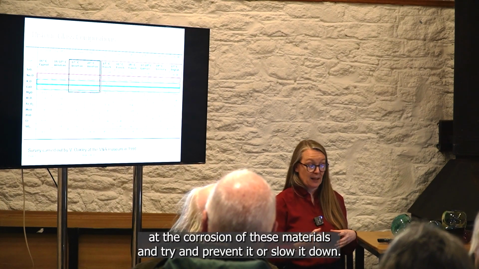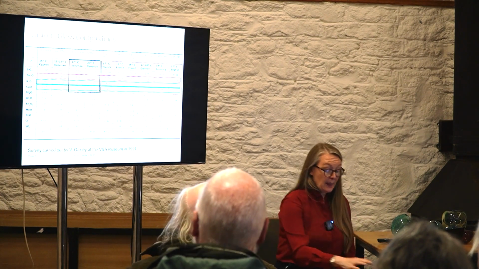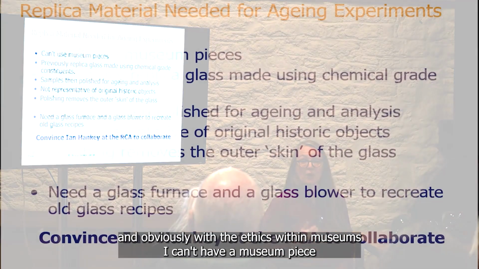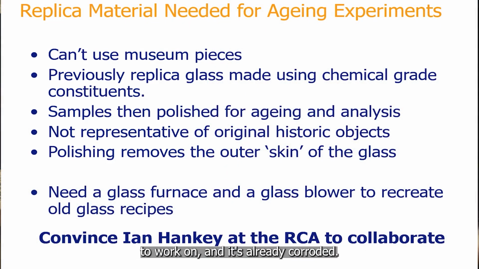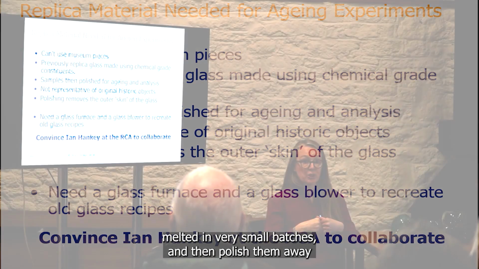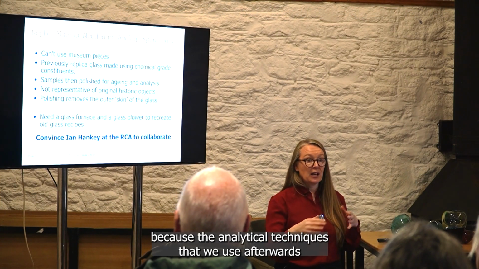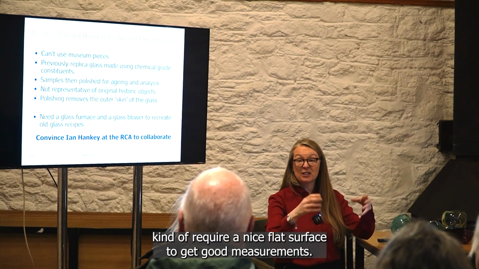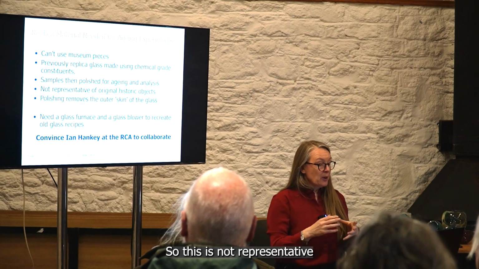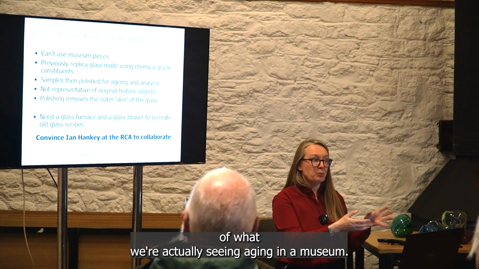So my job in the postdoc was to look at the corrosion of these materials and try and prevent it or slow it down. So in order to do that, I need some material to work on. And obviously with the ethics within museums, I can't have a museum piece to work on, and it's already corroded. And previous studies, they've always made replica material, but what they've done is they've used chemical grade materials, melted very small batches, and then polished them away, because the analytical techniques that we use afterwards require a nice flat surface to get good measurements. So this is not representative of what we're actually seeing aging in a museum.